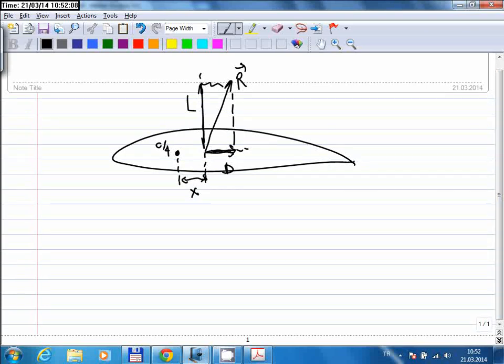Why should it be there? Because quarter-chord point is the center of all the pressures. Well, not necessarily. We said for symmetric airfoils, the center of pressure is close to the quarter-chord point, and it doesn't change with angle of attack. But for cambered airfoils, it's not the case.